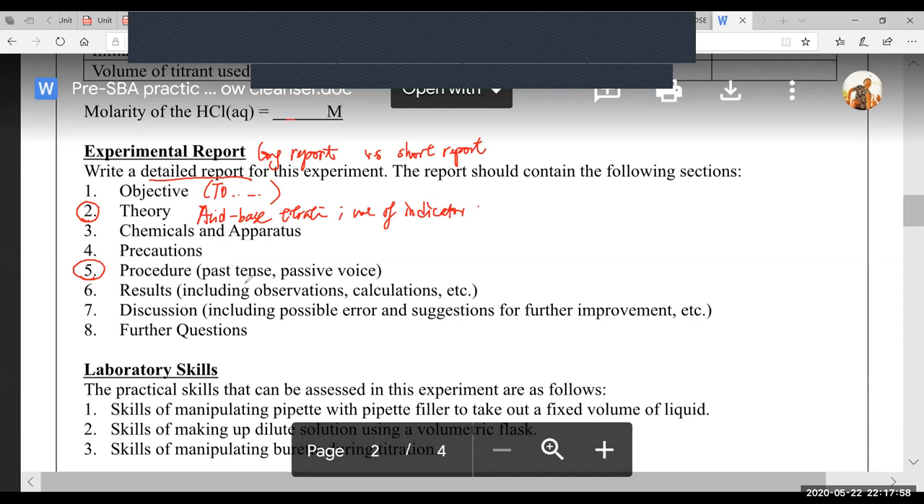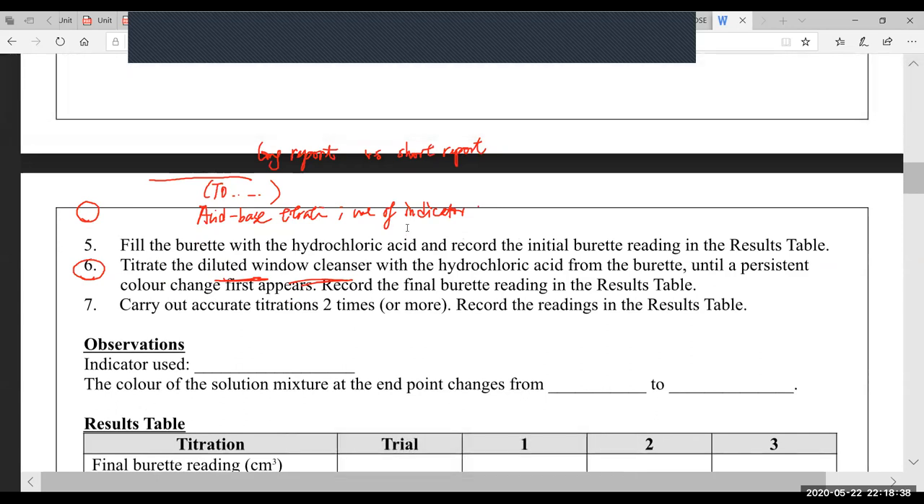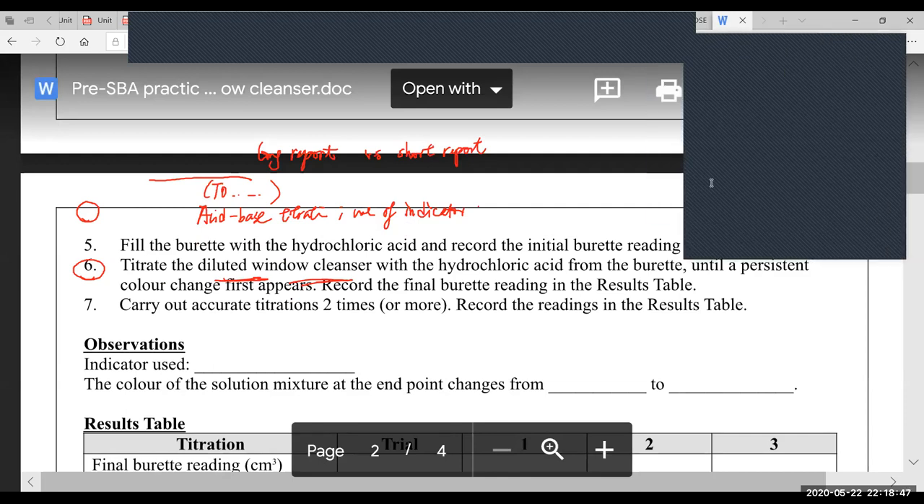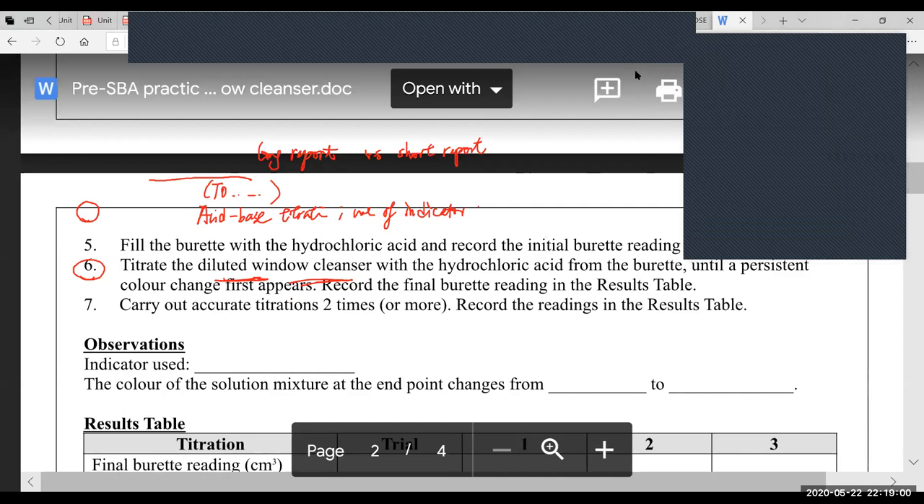About procedure, I would like to address what is happening with procedures. For the formal science lab report, we need past tense passive voice. What does it mean by past tense passive voice? Do you know? For example, take a look. Number 5, fill the burette with hydroxide. I change it to: the burette was filled with hydroxide. That is past tense passive voice. Okay, can you get my point? Accurate titrations were carried out 2 times. The results were recorded. This is the past tense and passive voice.